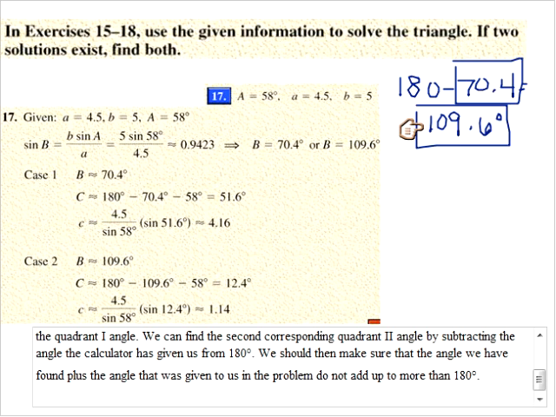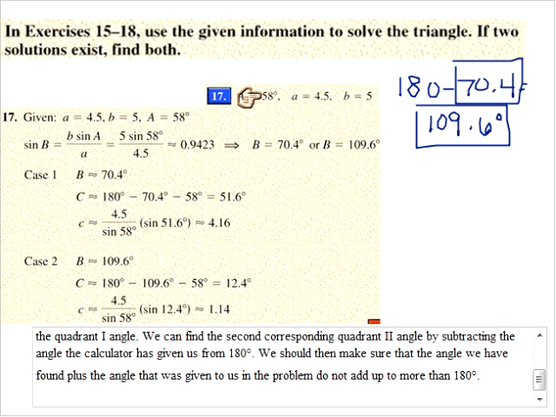So really, you could have it be 70.4 or 109.6. What you need to be sure of is that 109.6 plus the angle that's given to you of 58 here does not add up to more than 180. Sometimes it's going to add up to more than 180, and we can just forget about that second option. It's not even a choice then. And here, it does not add up to more than 180, so we do have that possibility that that second triangle exists.